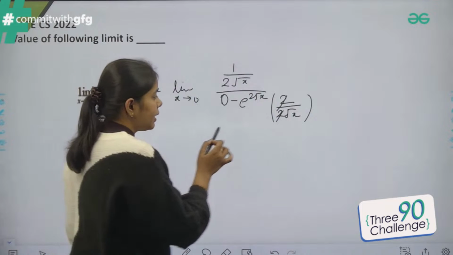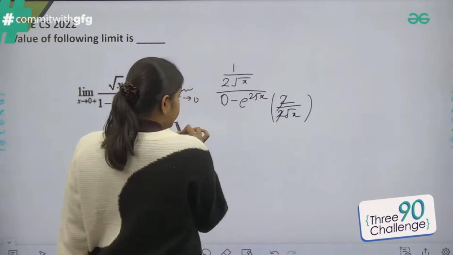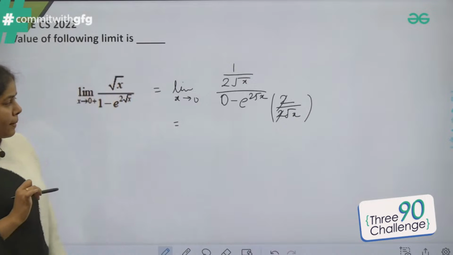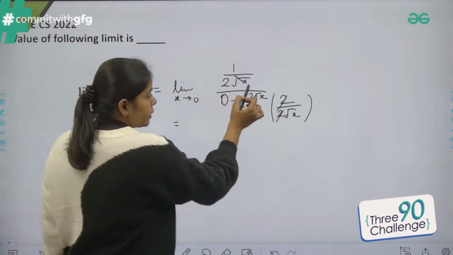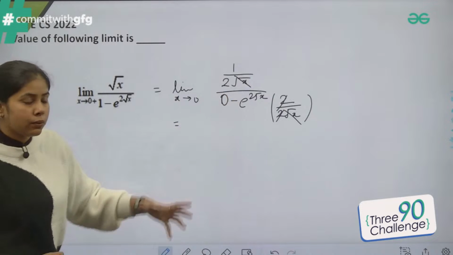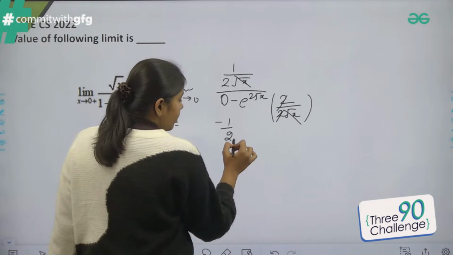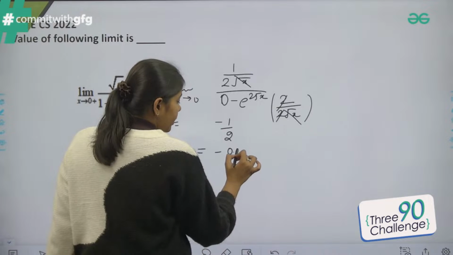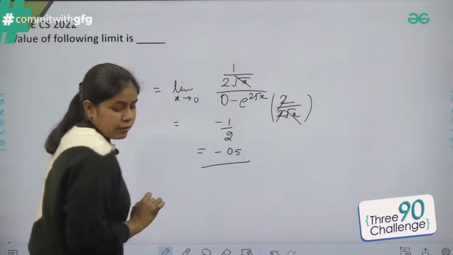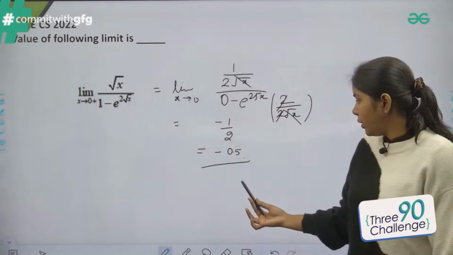And you can see that this root x and root x get cancelled here. Now if you put x as 0, so e to the power 0 is 1. So you can see that it is minus 1 by 2. That means you are getting minus 0.5. So the limit would be minus 0.5. Danish, it would be minus 0.5.